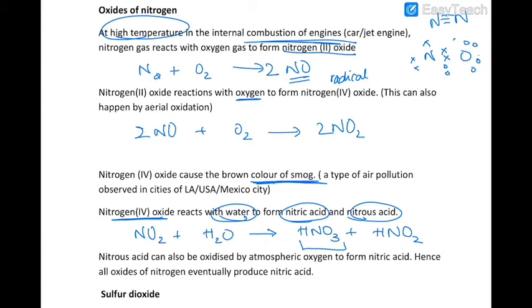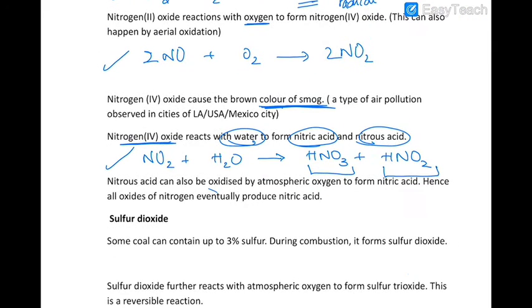So this is why we have acid deposition, because we have the formation of nitric acid and nitrous acid. You need to know these equations. Now, nitrous acid can also be oxidized by atmospheric oxygen to form nitric acid. Hence, all oxides of nitrogen eventually form nitric acid. So you can have the oxidation reaction. As you can see here, the nitrous acid gets converted to nitric acid.